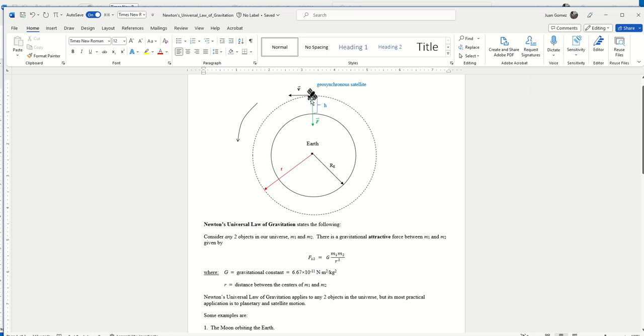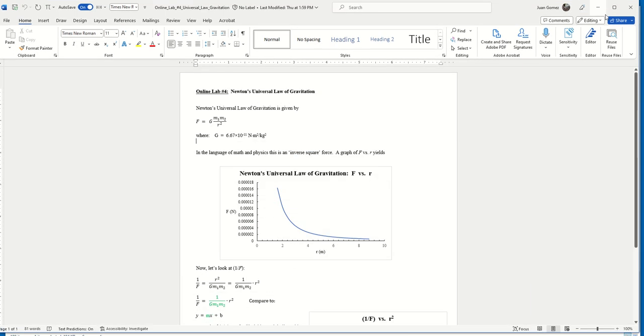Notice here the green vector F indicates the direction of the force acting on the satellite. As we'll find out when you read the lecture notes, no matter where the satellite is on that circular orbit, the force is always directed towards the center of that circular orbit, indicated by the dotted line circle. It's the centripetal force. And so again, F is equal to G m1 m2 over r squared.